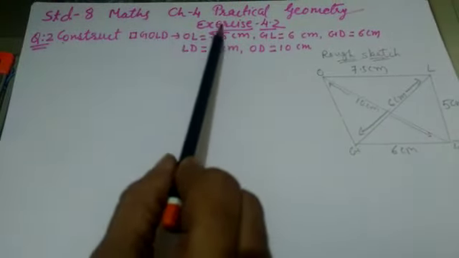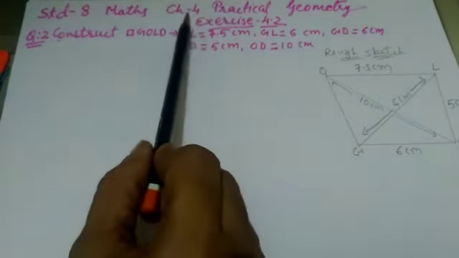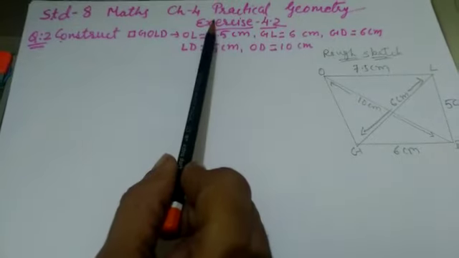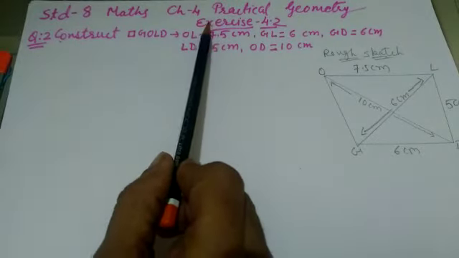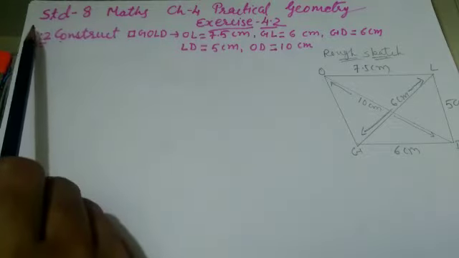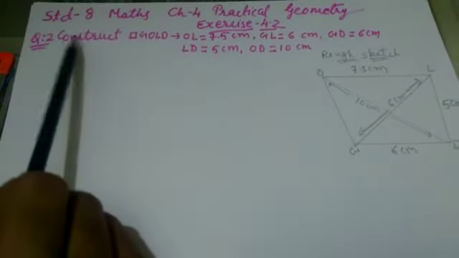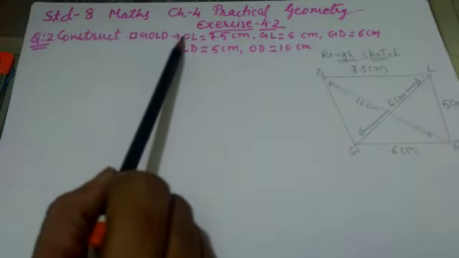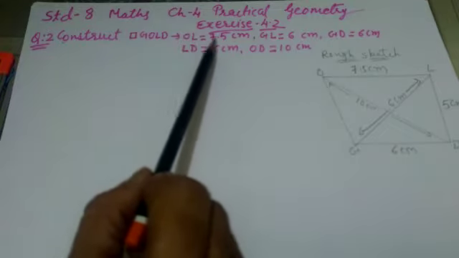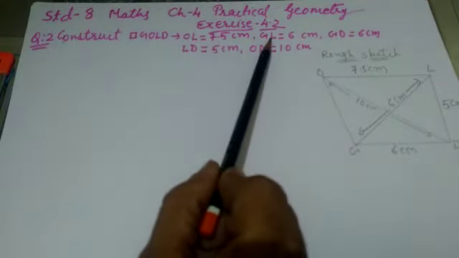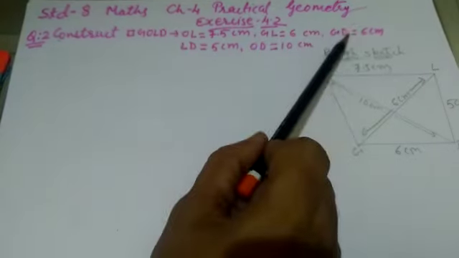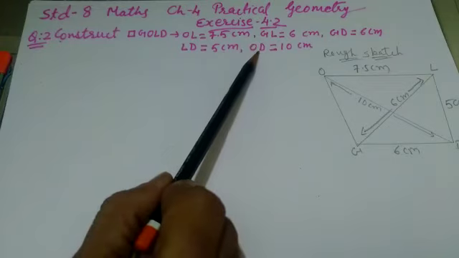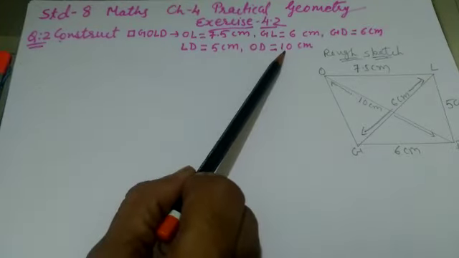Here you will learn exercise 4.2 of chapter number 4, practical geometry. Here in exercise 4.2, question number 2 of 1 is given like this. Construct quadrilateral GOLD where OL is 7.5 centimeter, GL is 6 centimeter, GD is 6 centimeter, LD is 5 centimeter and OD is 10 centimeter.